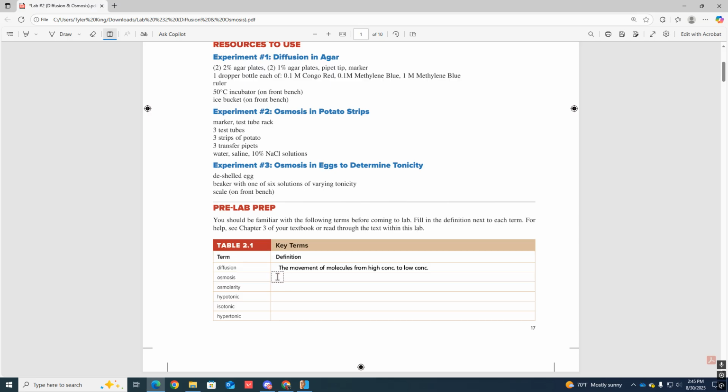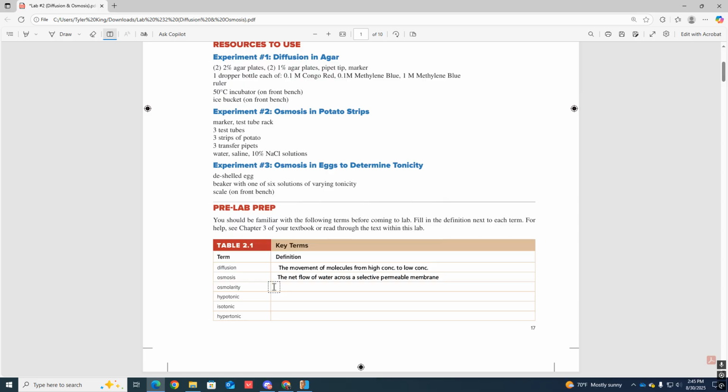Osmosis, very similar to diffusion, okay? The only difference is this involves water, okay? So it is the net flow of water across a selectively, my gosh, like I said, my writing's all over, permeable membrane, okay?